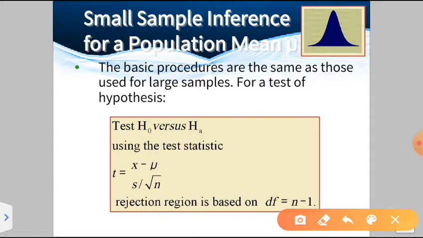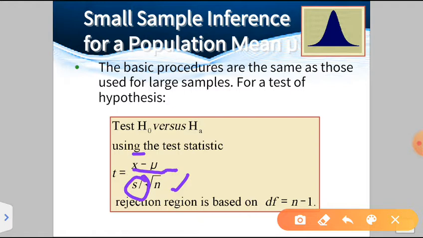And the rule is, we have to write down H naught and Ha, and we have to go for the t statistic. The formula is x bar minus mu divided by s by under root n. We have already discussed x bar: it is the sample mean, mu is the population mean, s is the standard deviation, and n is the sample size.